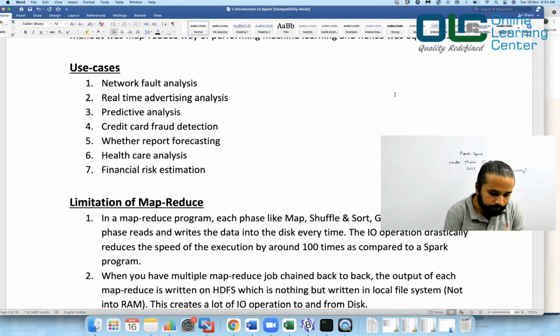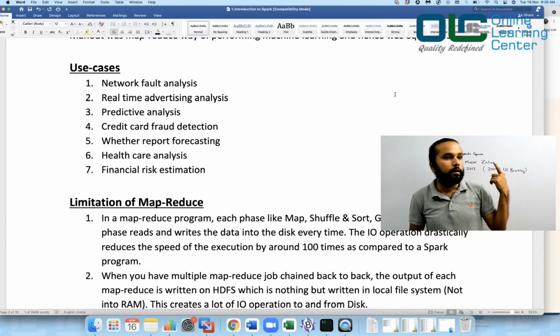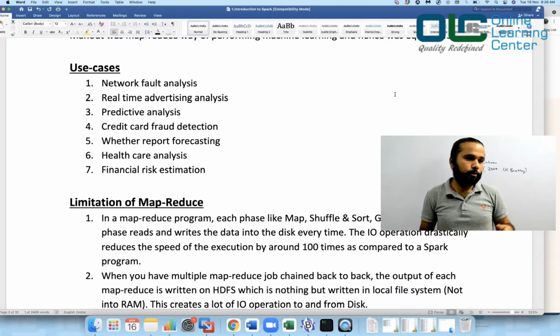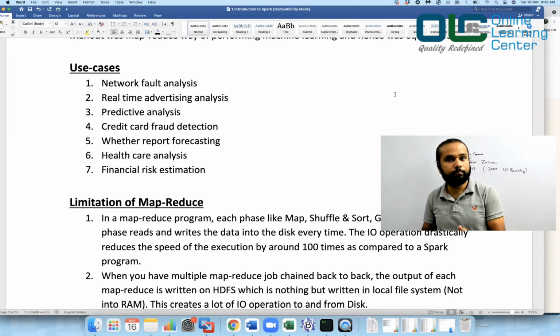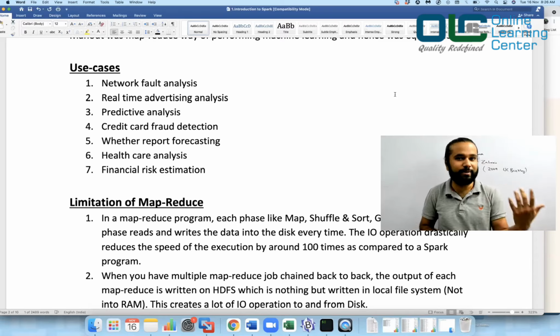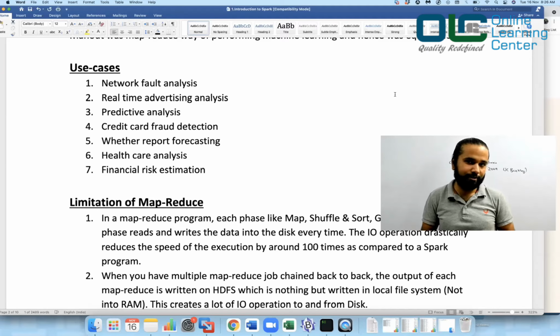Similarly, real-time advertising analysis. For example, you're watching a YouTube video, you're traveling in Delhi, and you'll see some ads. Now you go back to Odisha, you may see some other ads. You go to the US, the same YouTube may show you some other ads, right? So this is how real-time advertising would work. It will try to identify the location of the customer, or the search criteria of the user.